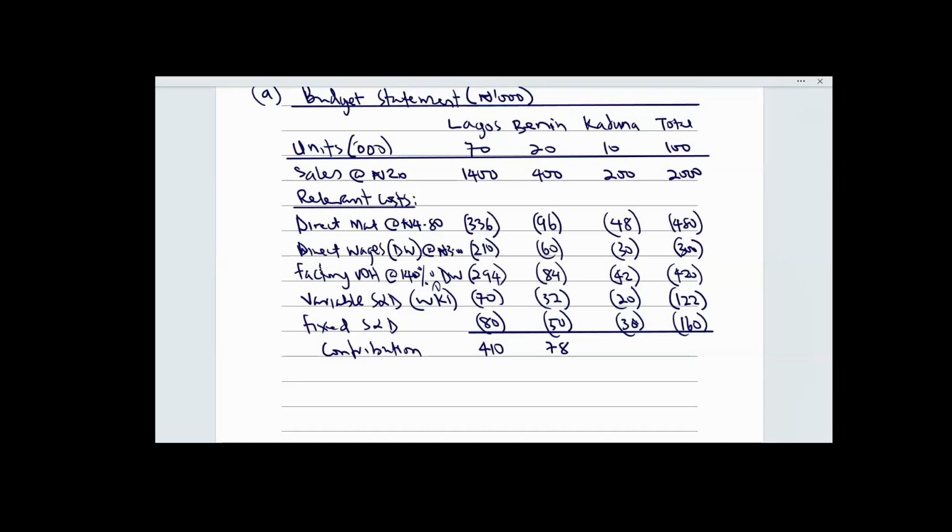Kaduna is 30, okay? Total 518. 518 is the total. 518,000. So that's it. Thank you, all of you. So let's move on.